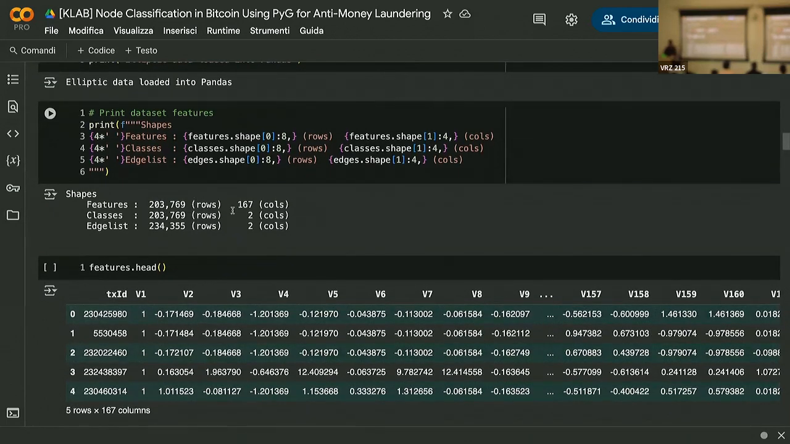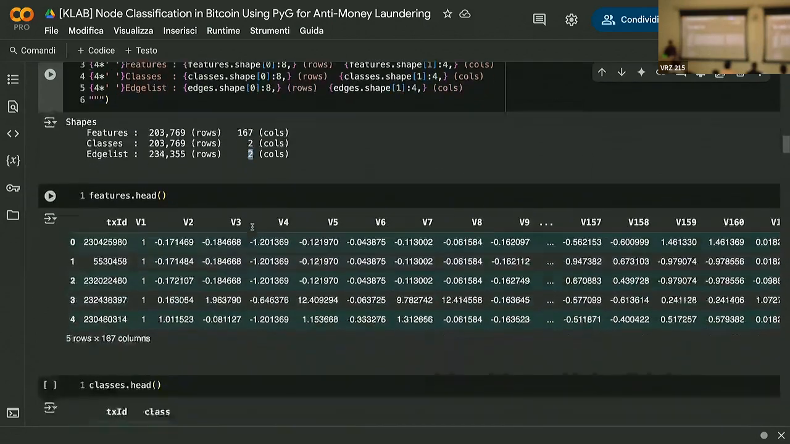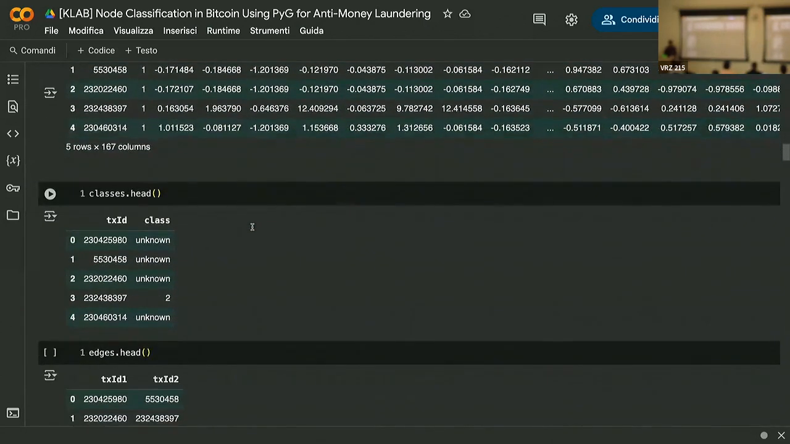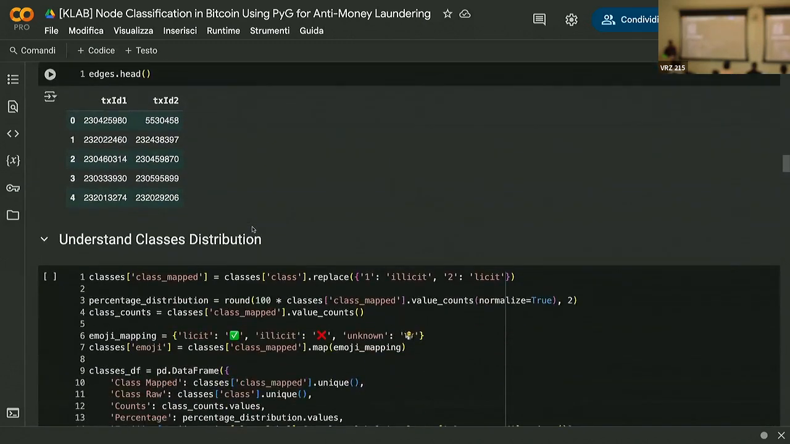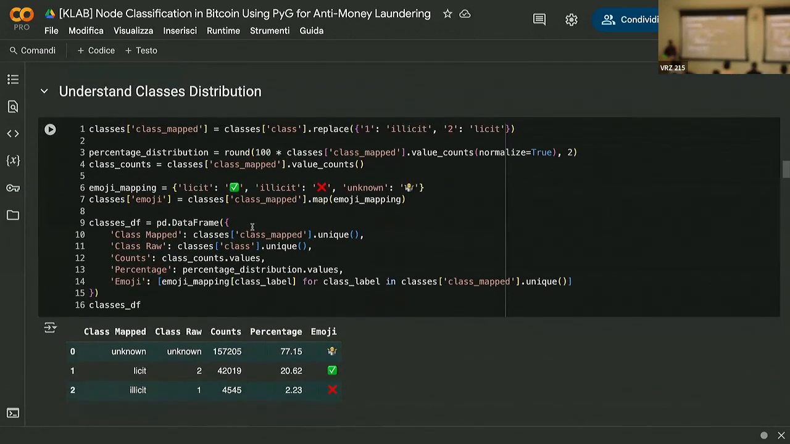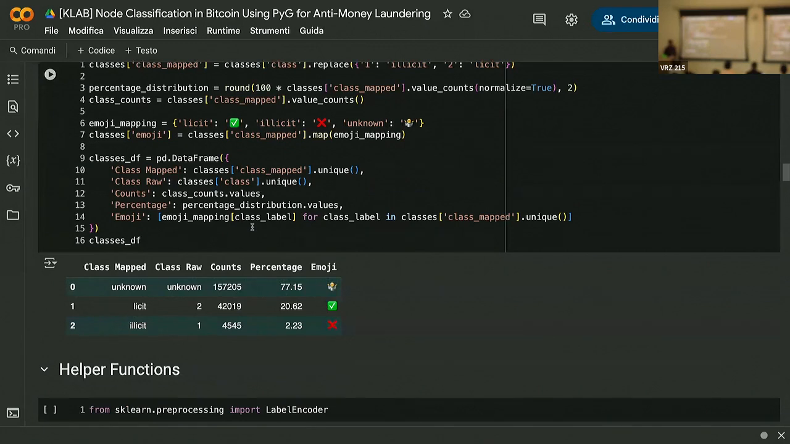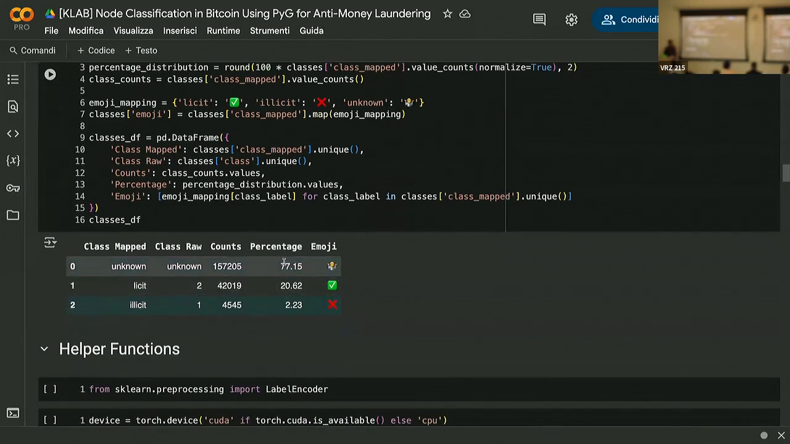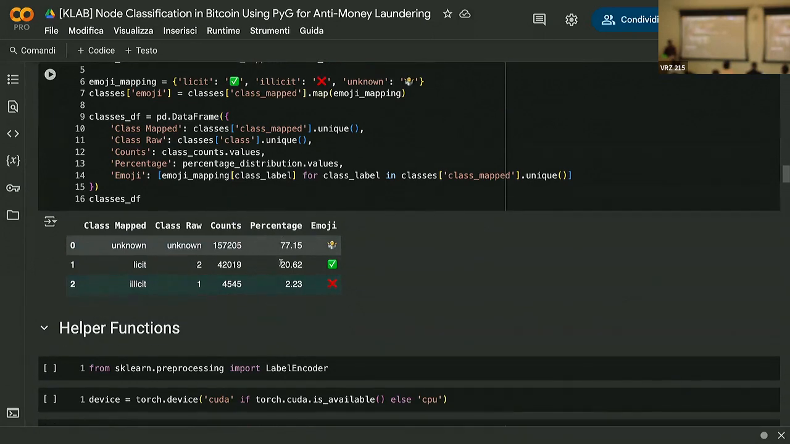For the features, as I mentioned before, we have 200,000 rows, which represent the nodes with this number of features. Then you have the classes, and then you have the edge list, in which the first column represents the source node, and the second column represents the target node. And then we apply some operation in order to understand how the labels are distributed within the graph. So basically, for 77% of the nodes, we do not know the label, unfortunately. We know that 20% of the nodes are licit and 2% are illicit, right?